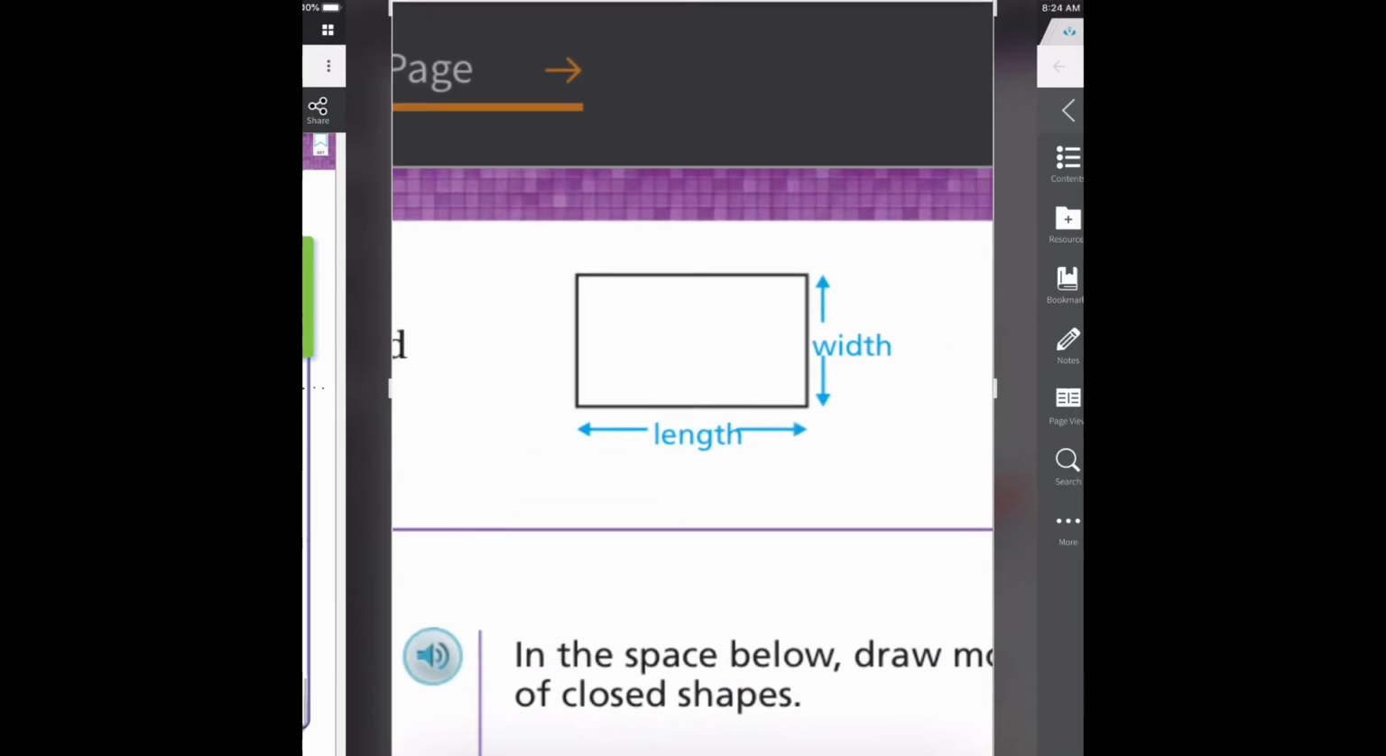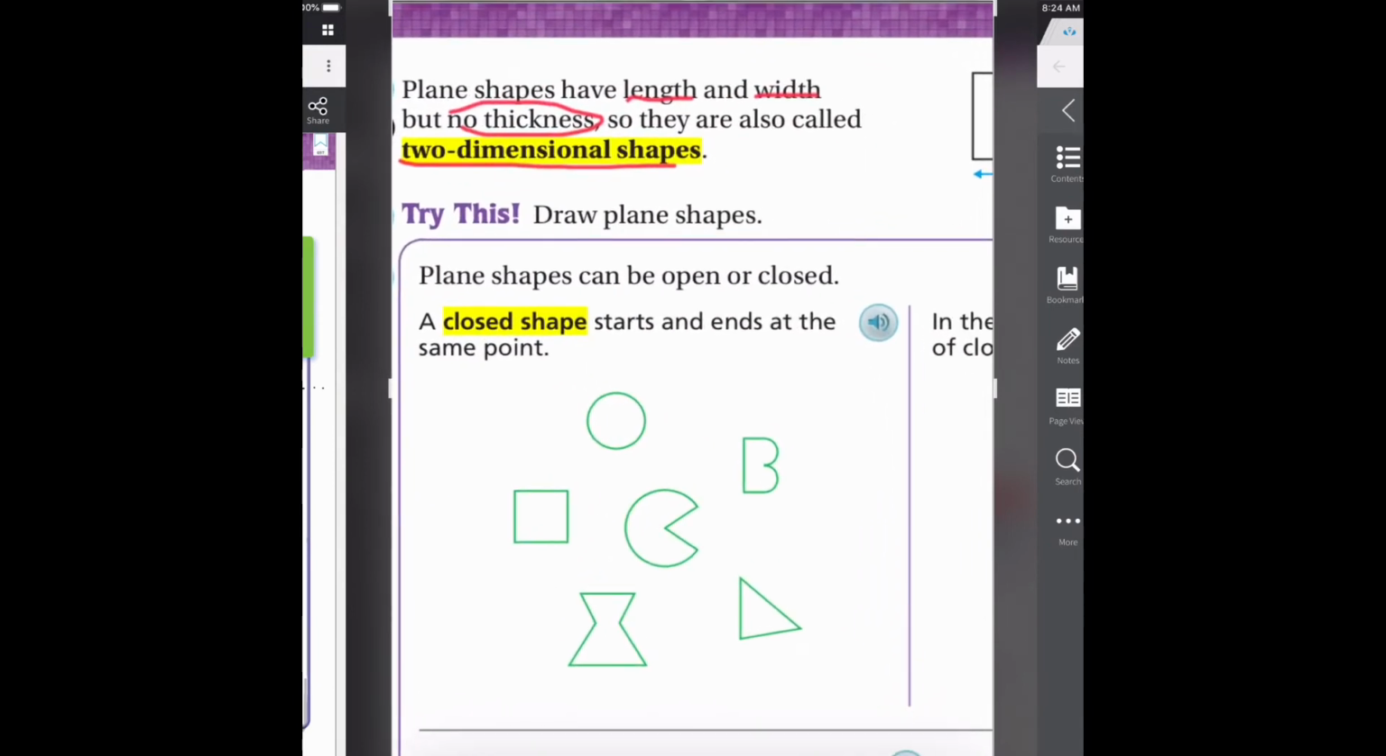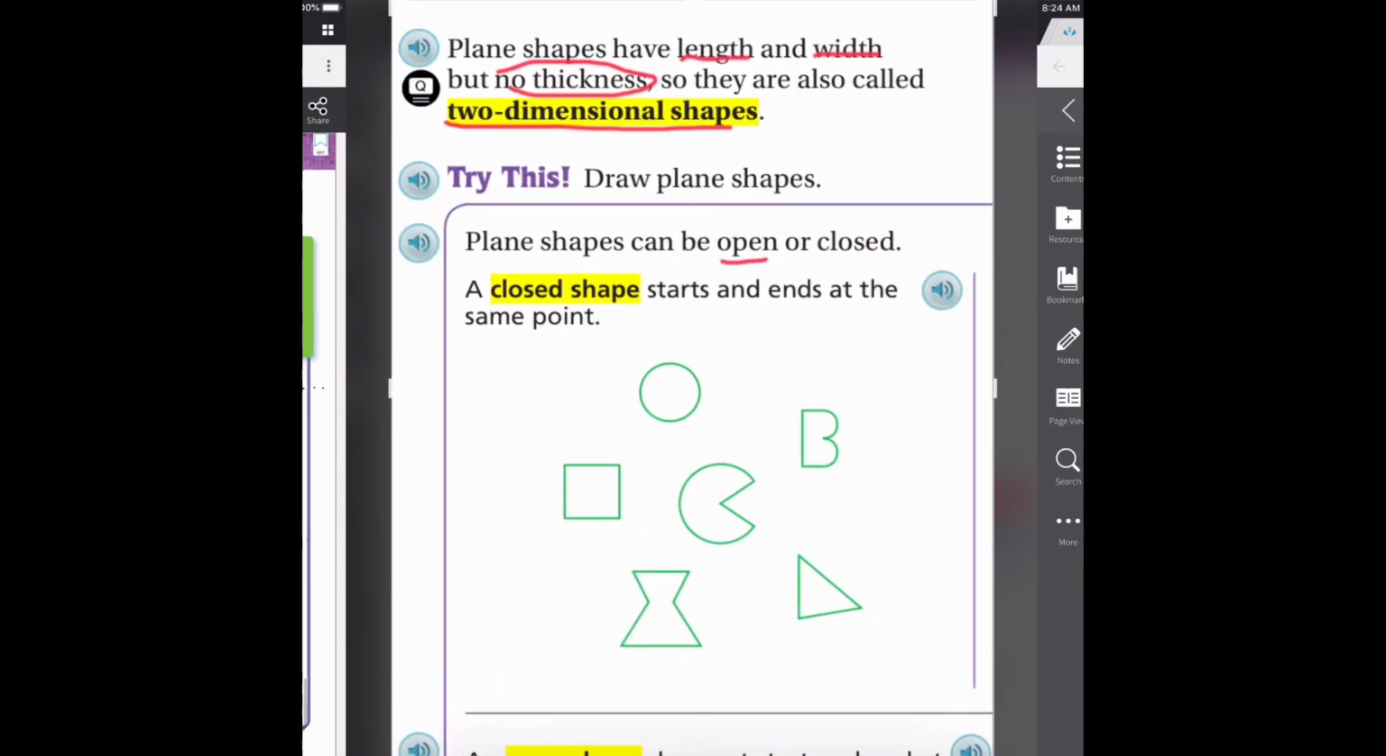So length and width. They call this length and they call this width. They can be kind of switched around too, that's not as important. So this down here could be the width and this could be the length. Plane shapes can be open or closed.